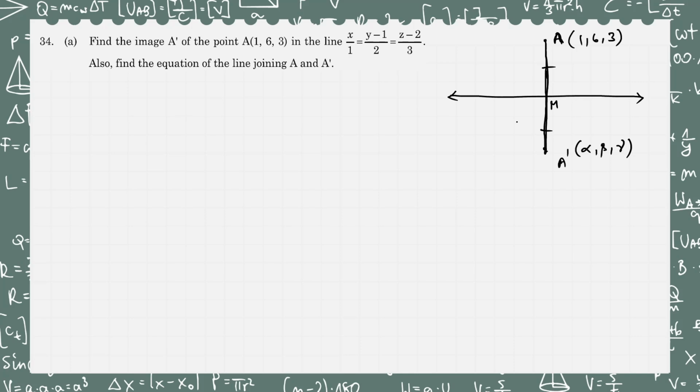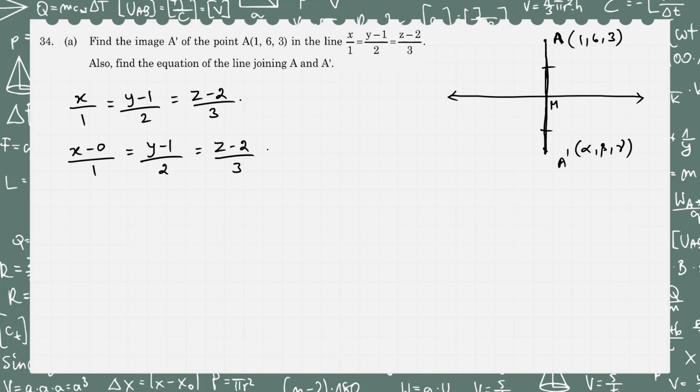First of all, we need to find the coordinates of the point M. For that we will take the given line x/1 = (y - 1)/2 = (z - 2)/3. Since there is no point given with x, we can rewrite this like (x - 0)/1, because x - 0 is x only. (y - 1)/2 = (z - 2)/3 = some lambda, for example.